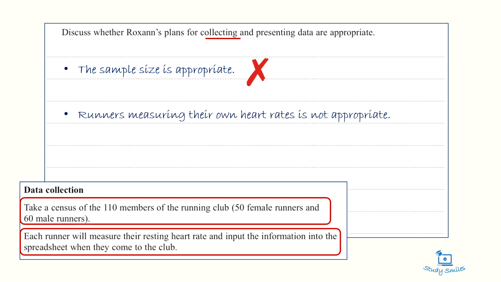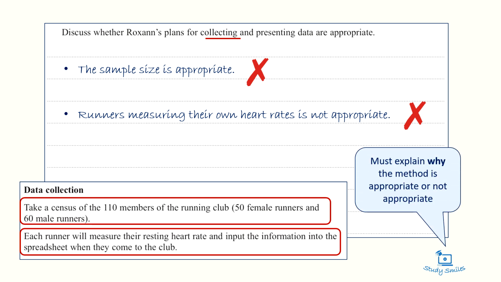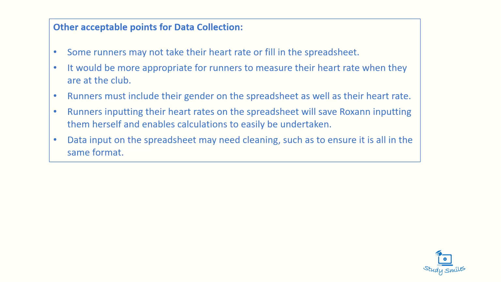Similarly, runners measuring their own heart rates is not appropriate would also not get you a mark. In discussion questions like this, make sure you explain why the method is appropriate or not appropriate. Now, in case you had a go at this question and came up with different points, there are a range of points that would be accepted for the marks.